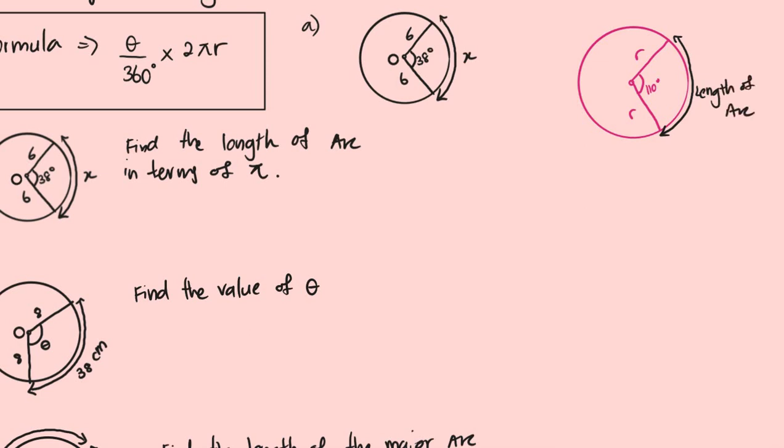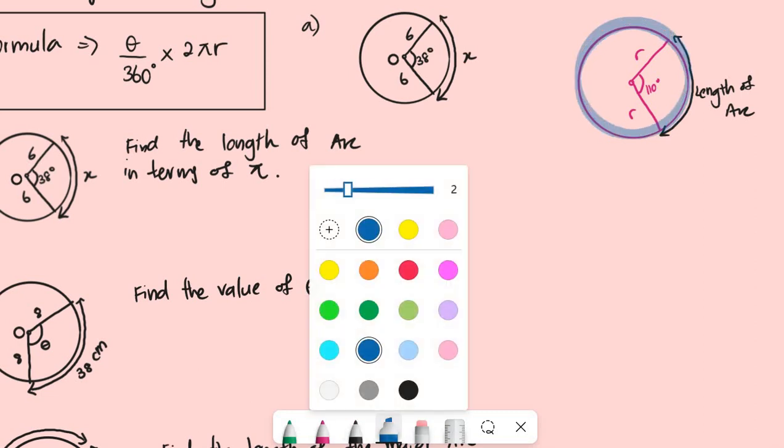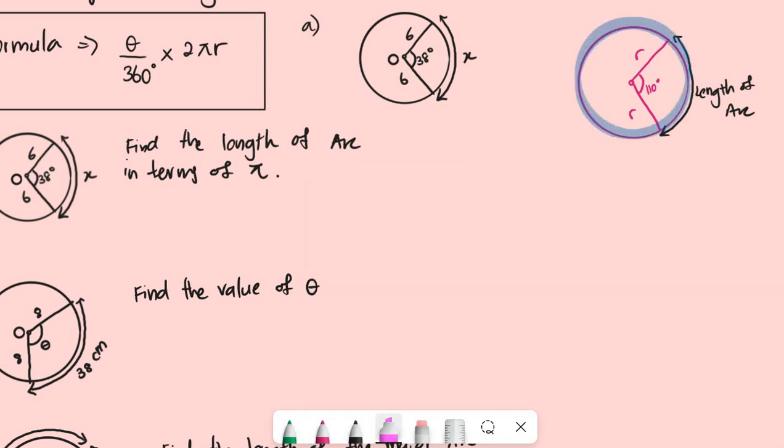Now, one thing you must notice is that the length of arc is actually part of the circumference. So let's say this is the circumference of the circle. The length of arc is basically this part, part of the circumference of the circle. And how we get the part is because of the theta.